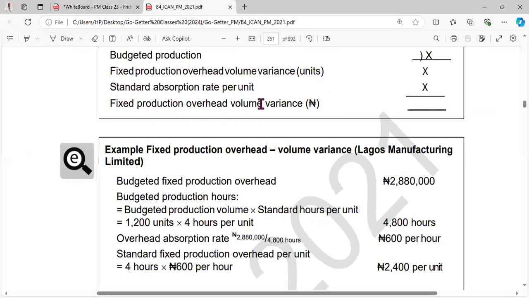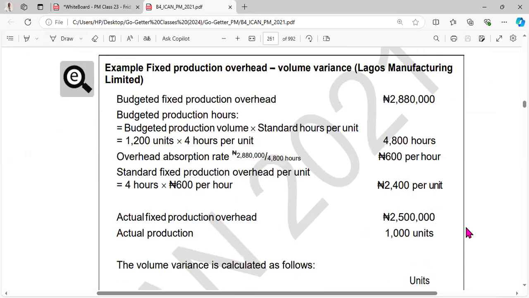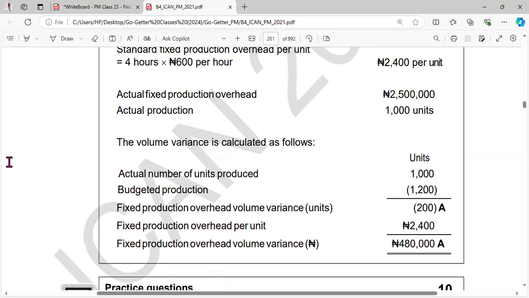Fixed production overhead variance. Look at the budgeted production, 2,880,000. Budgeted production hours, as we did before. Overhead absorption rate is this. Standard fixed cost, like we did before, is this. Actual overhead production, everything is still the same. Now we are asked to look for the volume variance. What is the volume variance?